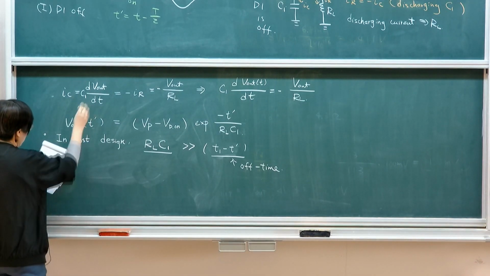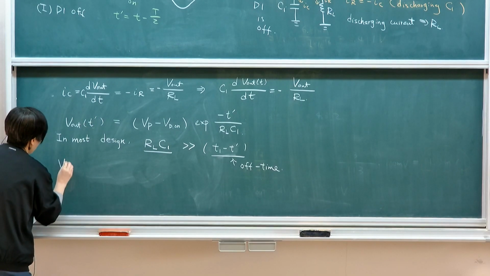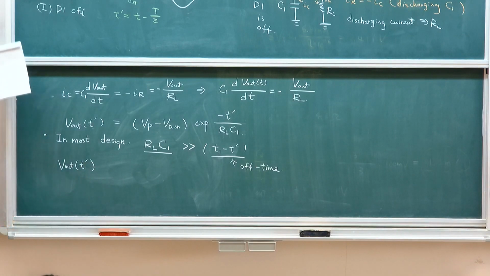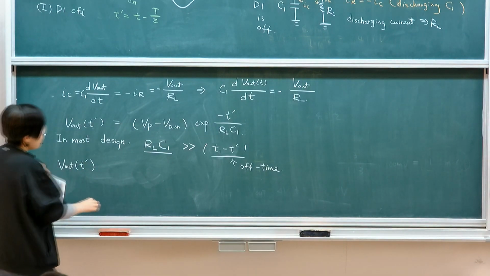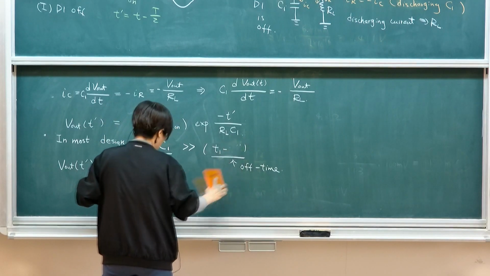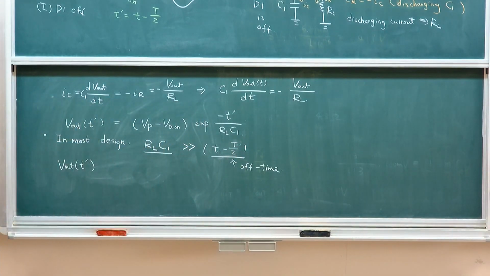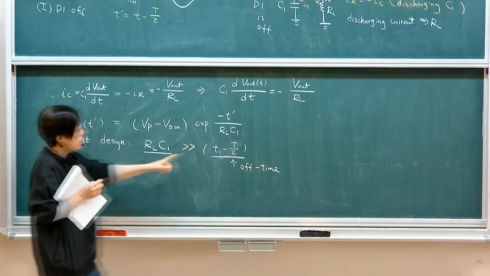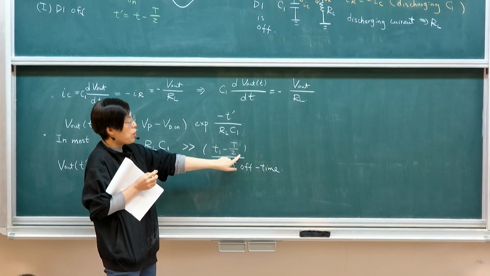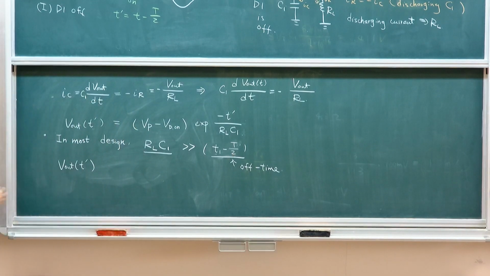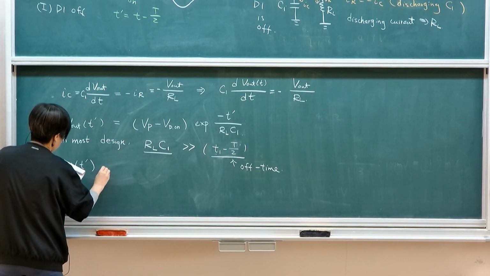So that is to say that the equation, your VL as a function of T prime, let me not use T prime because T prime is a variable, so I'm going to use T1 minus the first half, the peak time, the time when your tank peaks. This is your off time. So it's larger than the off time, therefore the equation will look something like this.